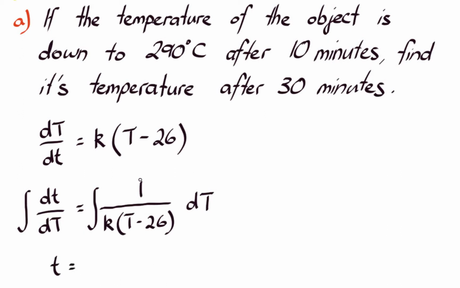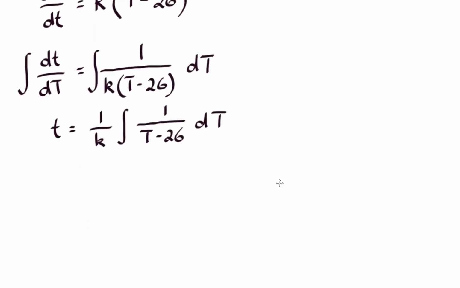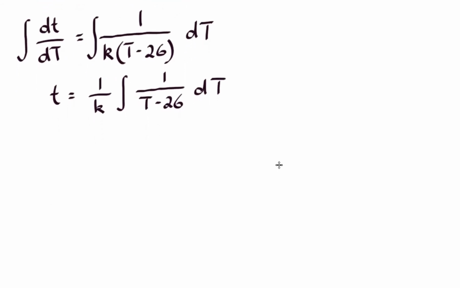And on the right hand side we have a constant 1 on k. We can bring that out the front to make life a little easier. And after the integral sign we are left with 1 over capital T minus 26. So what happens when we integrate here? Well, it's essentially a 1 on t question, isn't it? In this case it's very similar to just 1 on t because the derivative of T minus 26 is just 1. So there's nothing we need to adjust here in order to integrate.